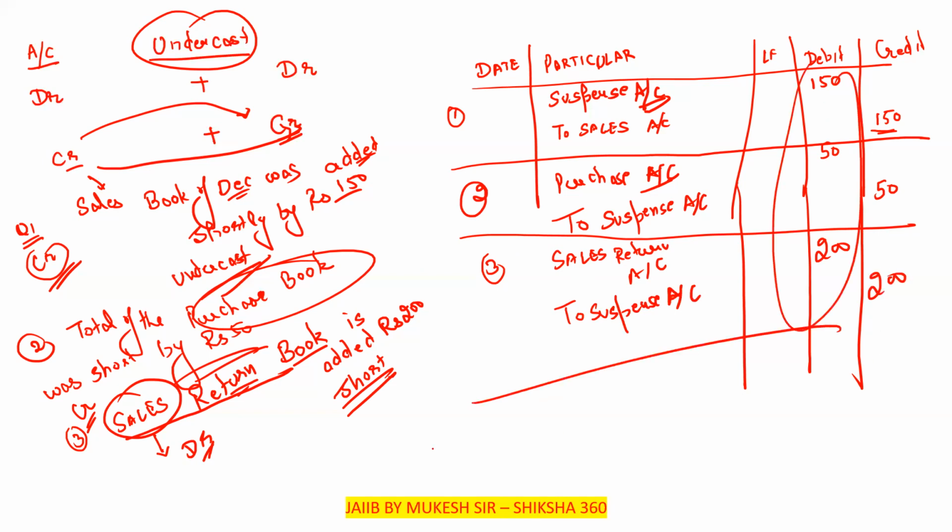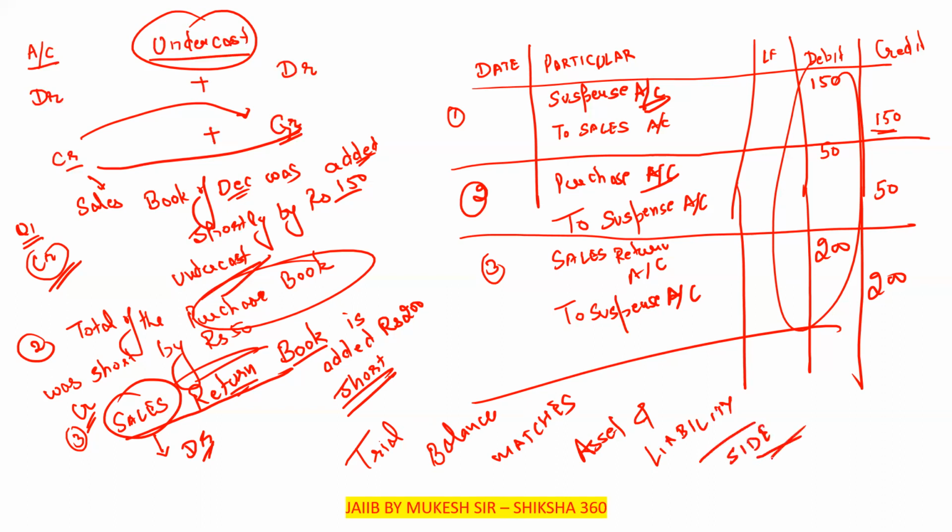So that in the end, basically trial balance matches. That is basically both asset and liability side match. Clear? So basically if you are able to understand this concept, what I have said here, that is undercast, overcast, definitely you are able to answer the questions correctly.